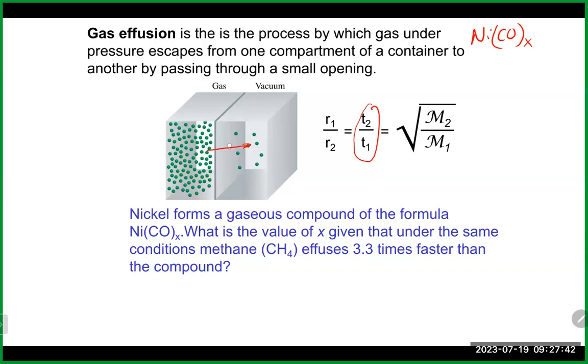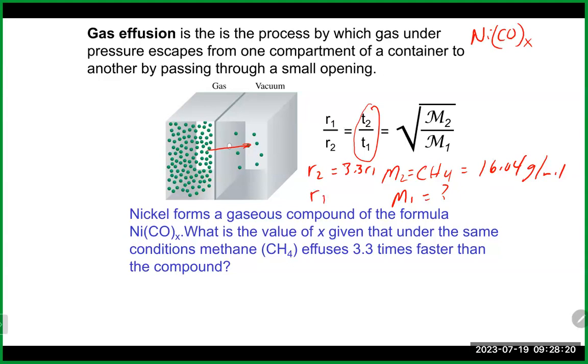So if we get the molar mass of methane, which is 12.01 plus 4 times 1.008, we have CH4 with a molar mass of 16.04. We could call this M2 if you want. M1, we're not sure what it is. This is grams per mole. We do know that R2 is moving 3.3 times as fast as R1, right? It's 3.3 times faster than R1 in this case.